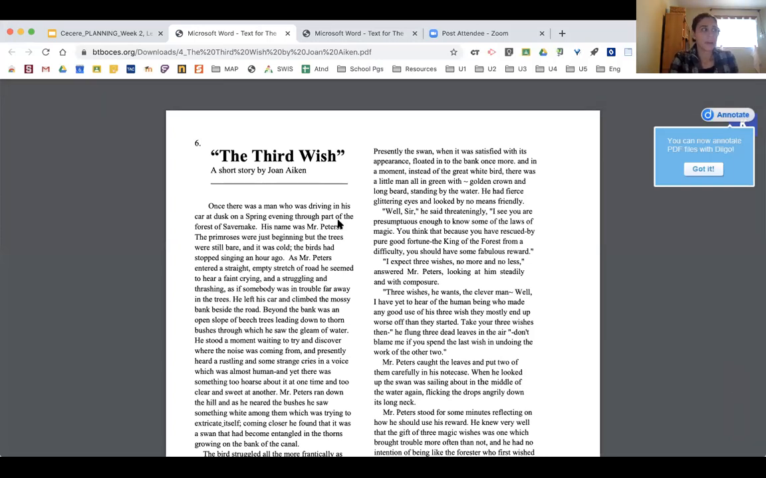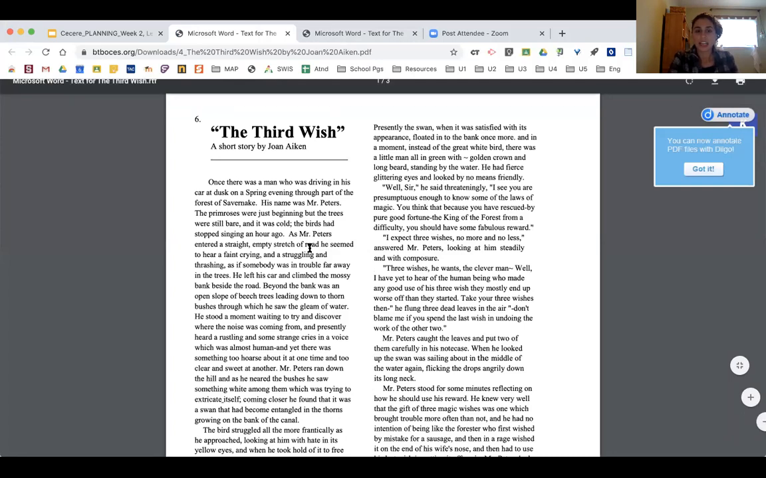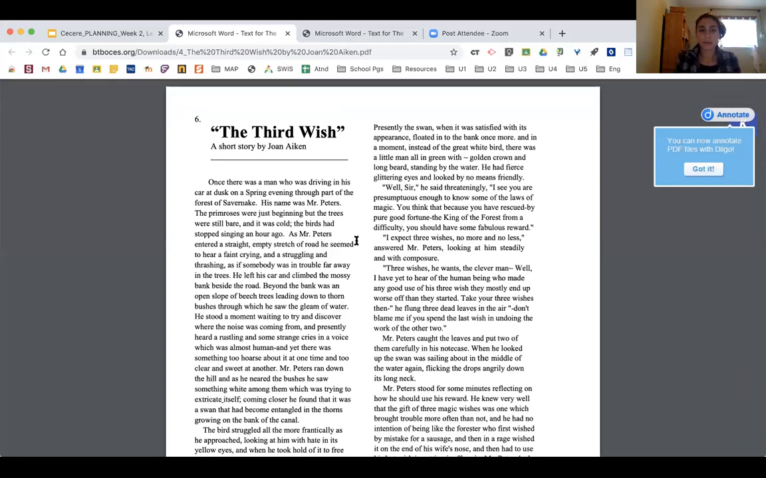The Third Wish by Joan Aiken. Once there was a man who was driving in his car at dusk on a spring evening through part of the forest of Savernake. His name was Mr. Peters. The primroses were just beginning, but the trees were still bare and it was cold. The birds had stopped singing an hour ago. As Mr. Peters entered a straight, empty stretch of road, he seemed to hear a faint crying and a struggling, thrashing, as if somebody was in trouble, far away in the trees.